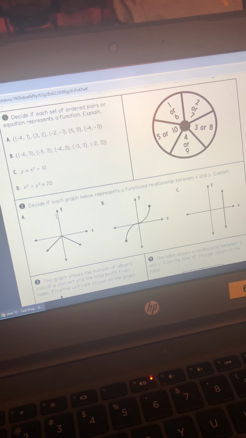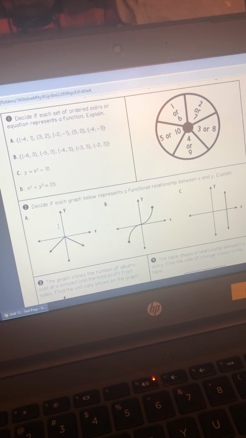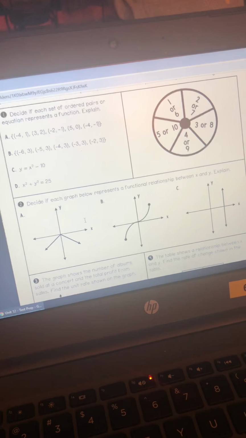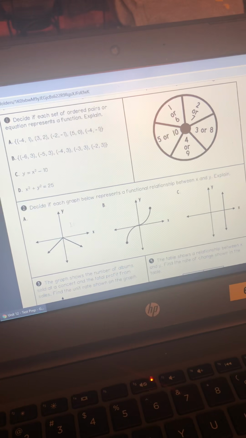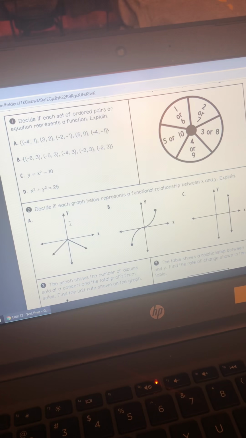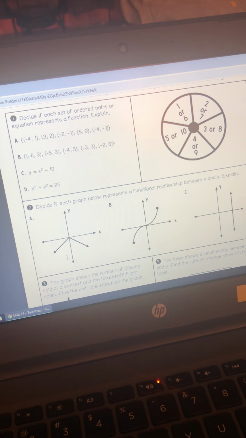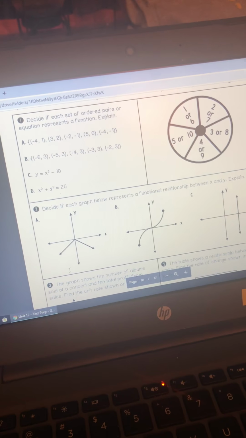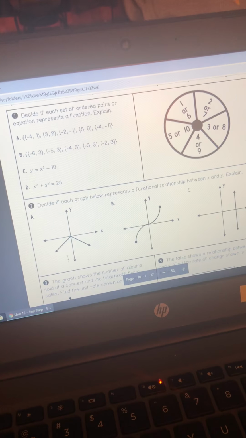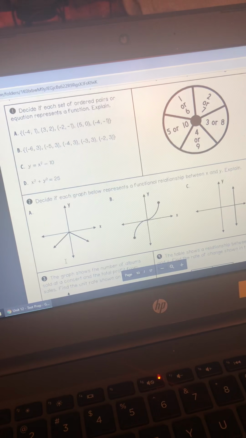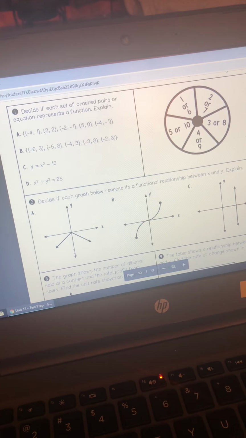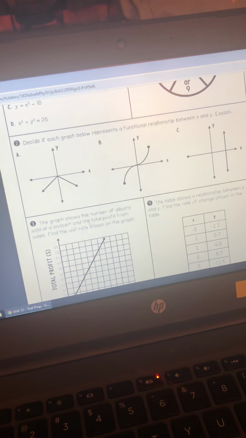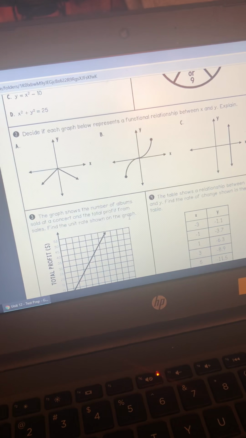Section 2, or number 2, is, again, not multiple choice. You're looking at each individual graph, yes or no. Remember, when you're looking at a graph, you do the vertical line test. I'm trying to use my mouse to help you see that, but if the vertical line touches it more than once, it is not a function. The vertical line should only touch it once for it to be a function. That should help you with 2, A, B, and C.